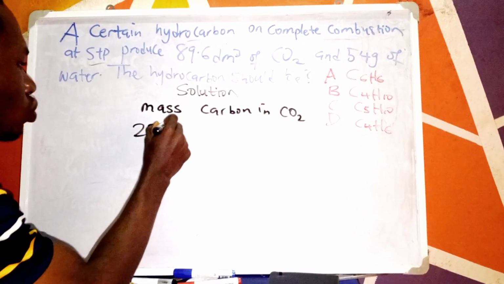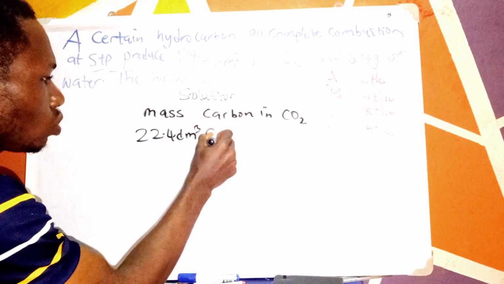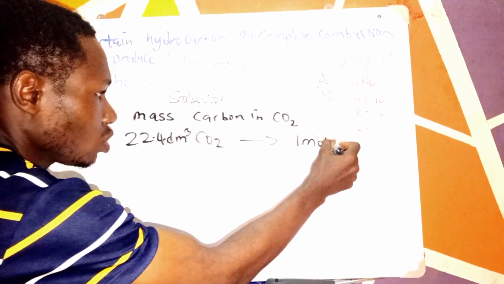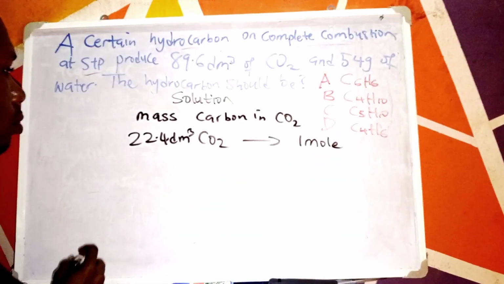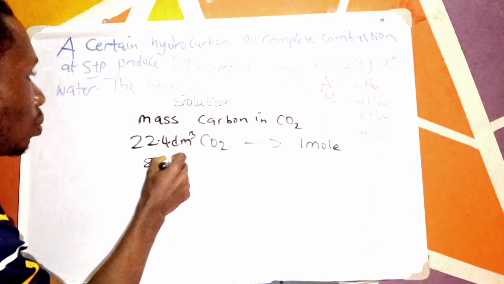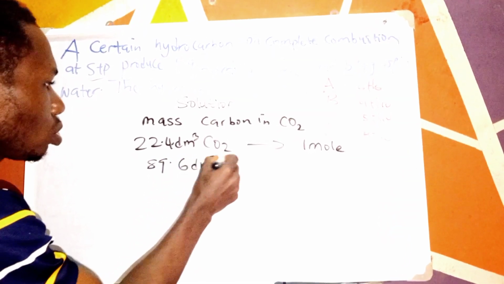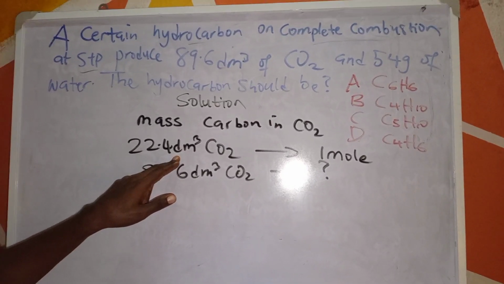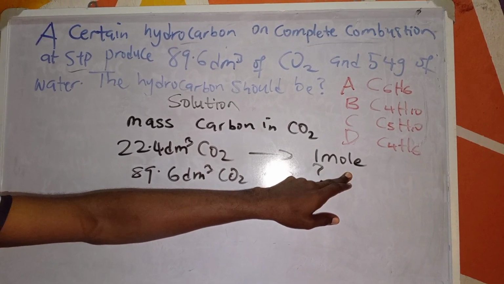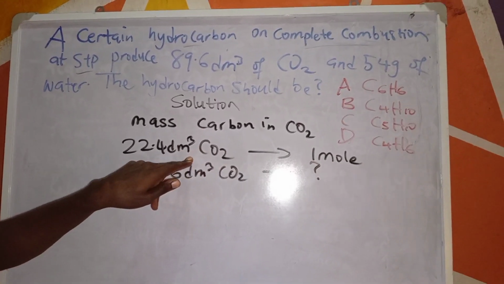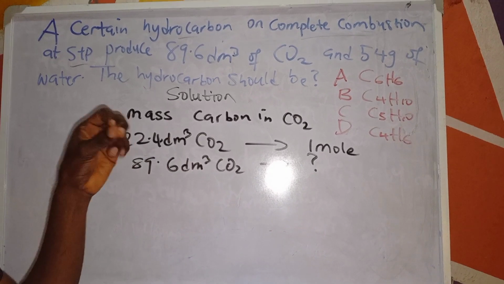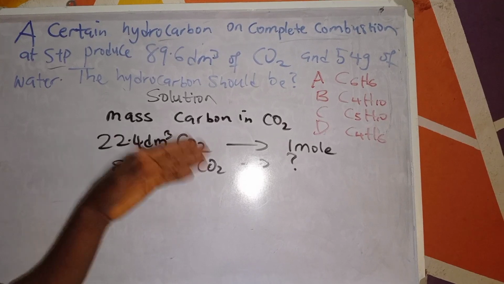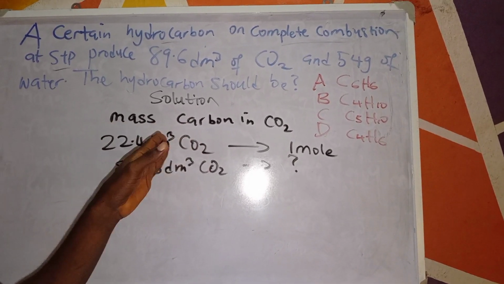We know that 22.4 dm cube of CO2 is equivalent to 1 mole. Let me put it this way. And now the question is: 89.6 dm cube of CO2 will be equivalent to what? We know that 22.4 dm cube of CO2 occupies 1 mole, or 1 mole of a gas is in 22.4 dm cube of CO2. Then the question is how many moles of CO2 are in 1 dm cube of CO2?